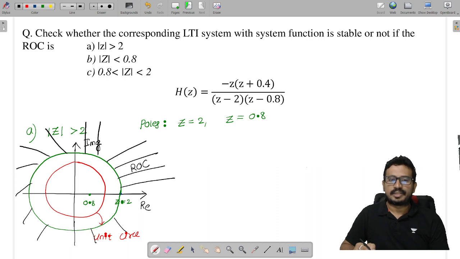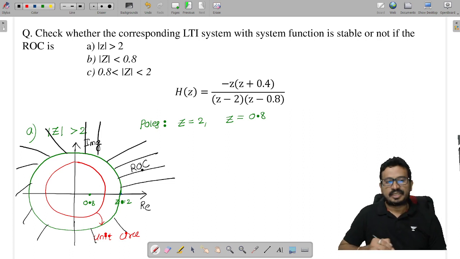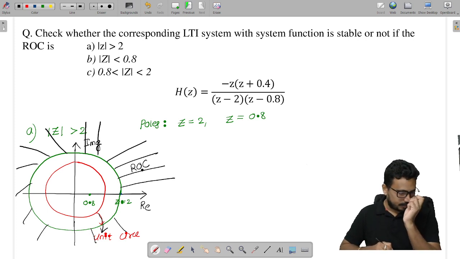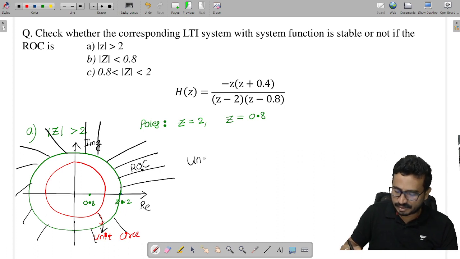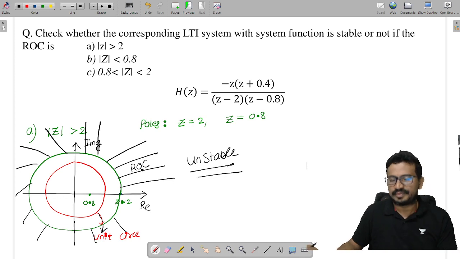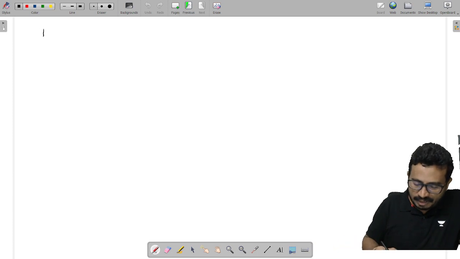Here in place of the j omega axis we have the unit circle. Here the ROC does not include the unit circle. This red circle is the unit circle. It does not include the unit circle, so the nature of the system is, tell me, unstable. All of you. Next.